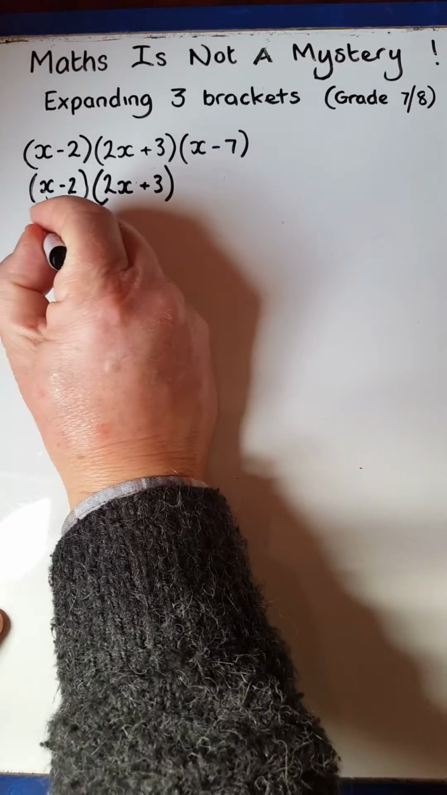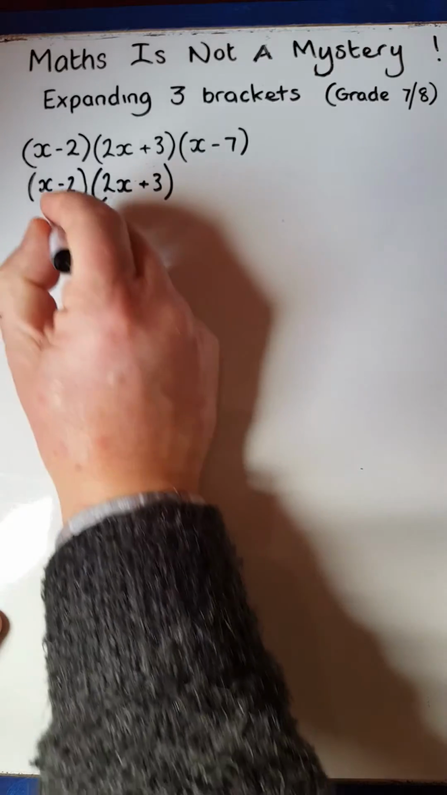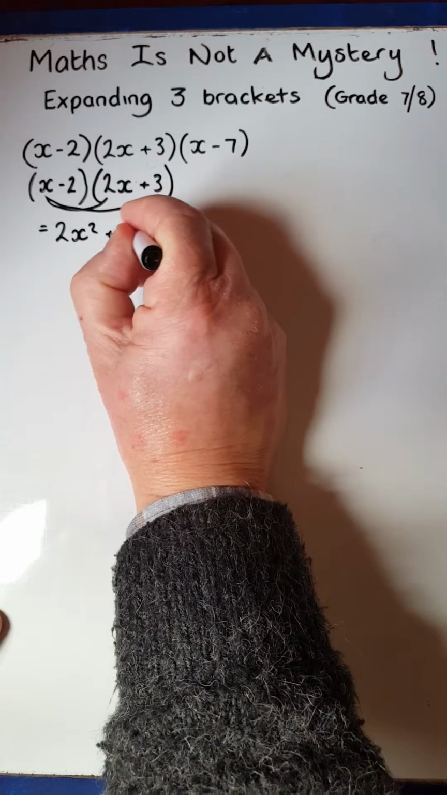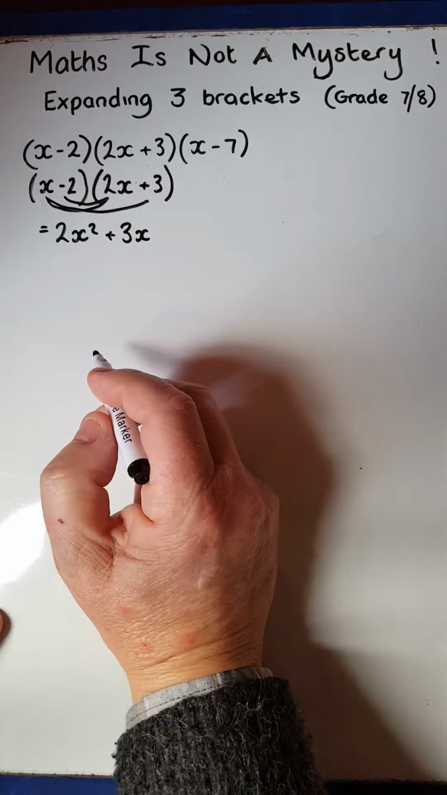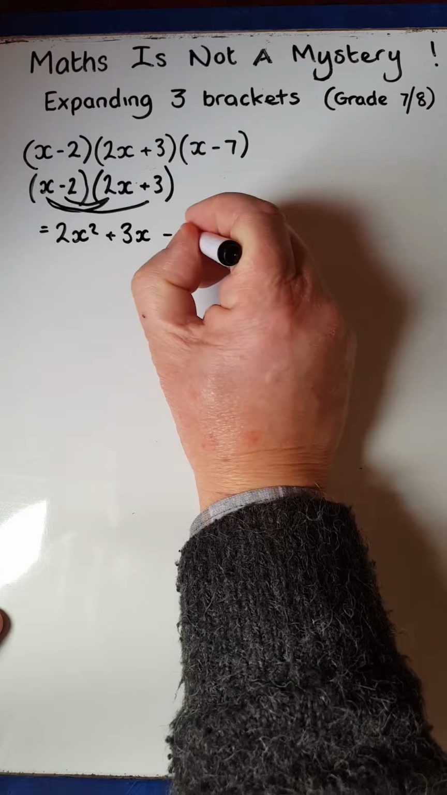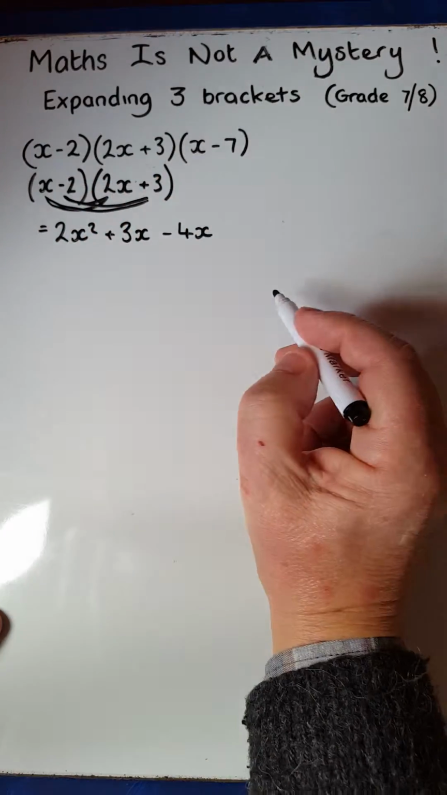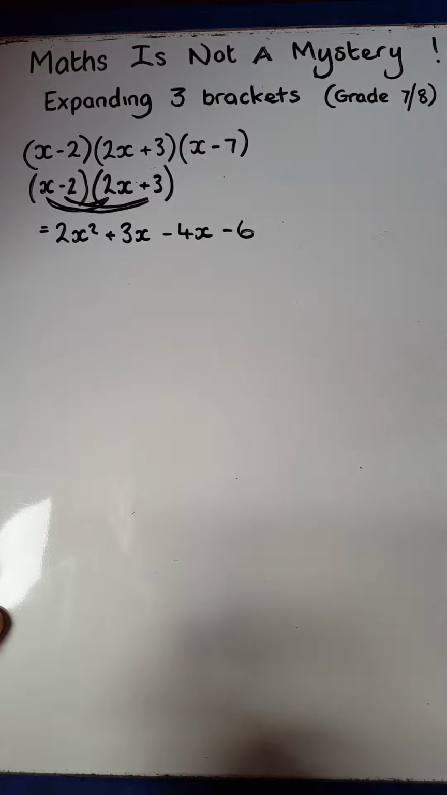x times 2x is 2x squared. x times 3 is 3x. Minus 2 times 2x is minus 4x. Minus 2 times 3 is minus 6. Okay, that's the first expansion of those 2 brackets.